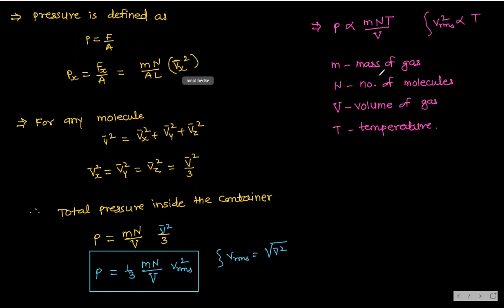Now pressure P is directly proportional to mnT by V, because Vrms square is directly proportional to T, and that's why in place of Vrms I'm going to substitute T. This mn by V is as it is, just we have to keep T. This 1 by 3 is constant, and that's why P is directly proportional to mnT by V, where V is volume, T is temperature, n is number of molecules, and m is mass of gas.